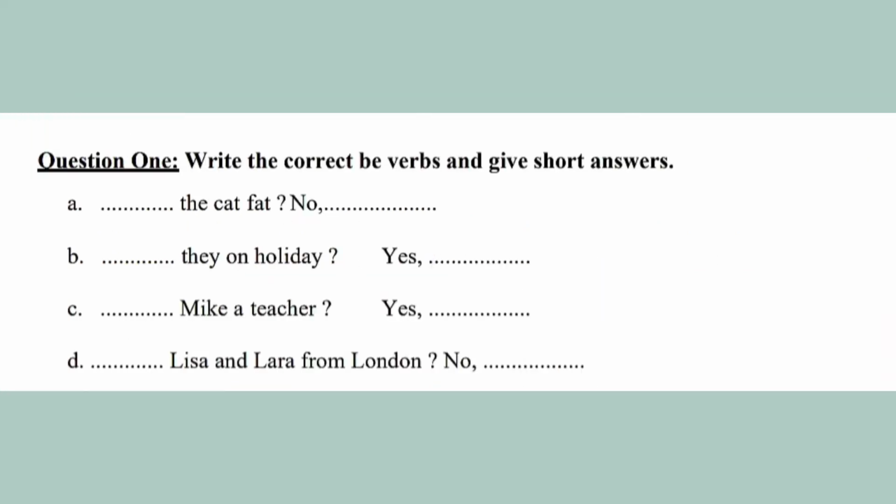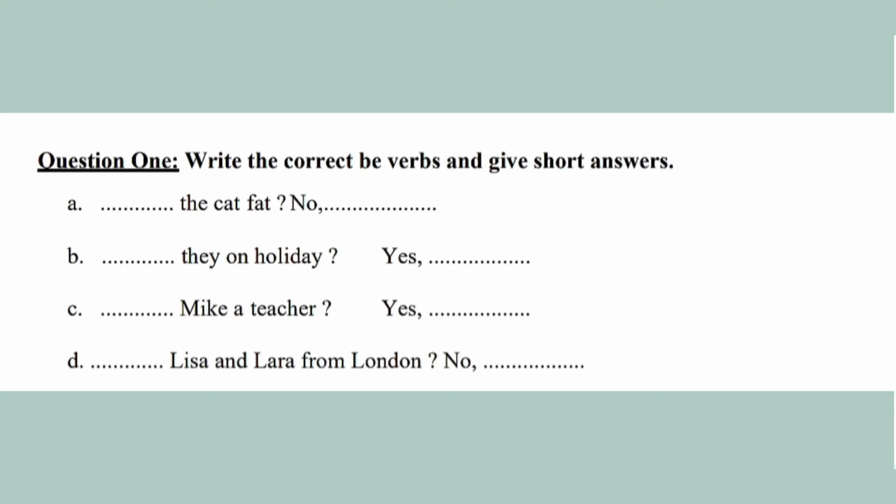Well, let's get started. In exercise 1, you need to write the correct verb to be and give short answers. All you can do is to look at the subject. It can help you know which is the best correct verb to be. In part 1, the subject is the cat. That means it is singular, and I can replace it with the pronoun it. That means I can use is. Is the cat fat? No, it is not.